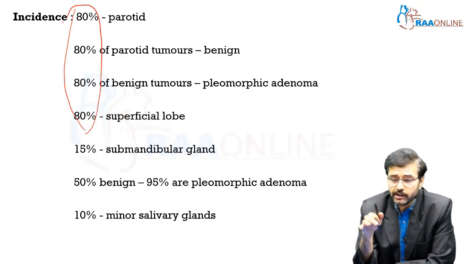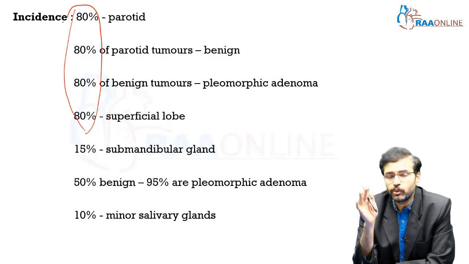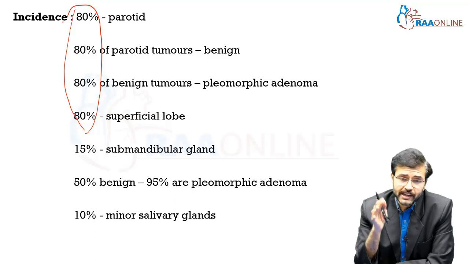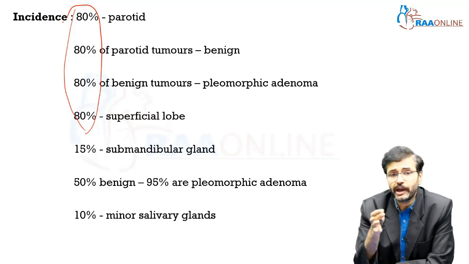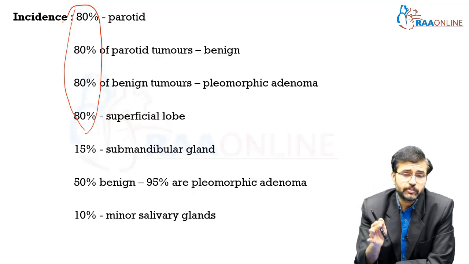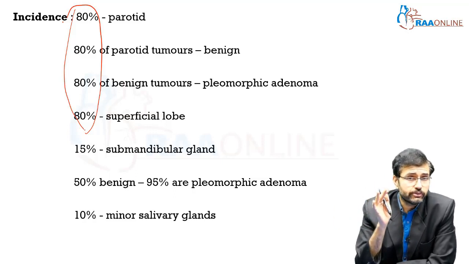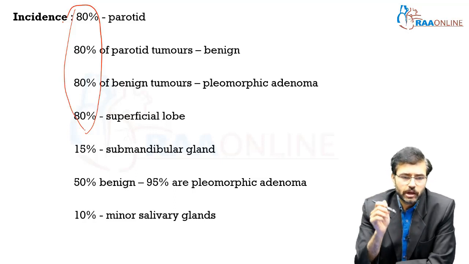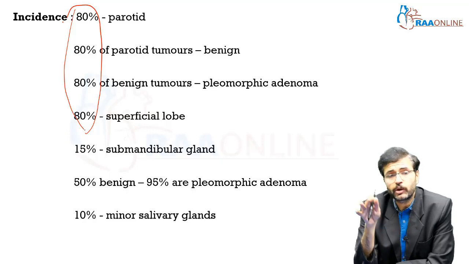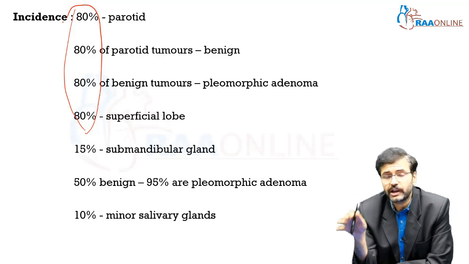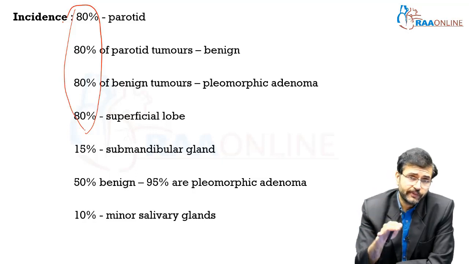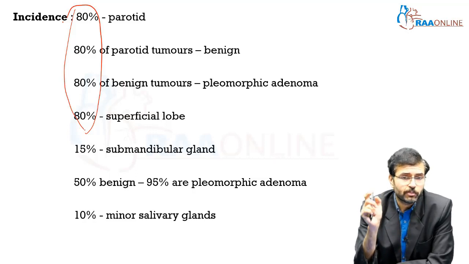So, to summarize again, 80% of salivary gland neoplasms occur in the parotid. Among this, 80% are benign. Among the benign tumors, 80% are pleomorphic adenomas, and 80% of pleomorphic adenomas tend to involve only the superficial lobe. Now, submandibular gland neoplasms form around 15% of the total salivary gland neoplasms. 50% of them are benign, and among the 50%, 95% are pleomorphic adenoma.